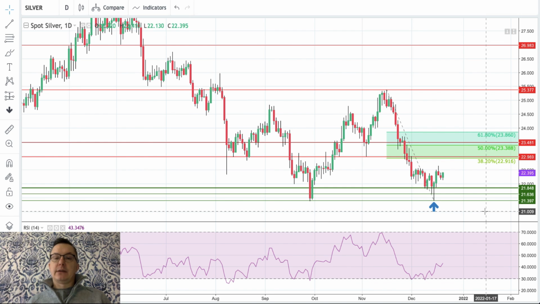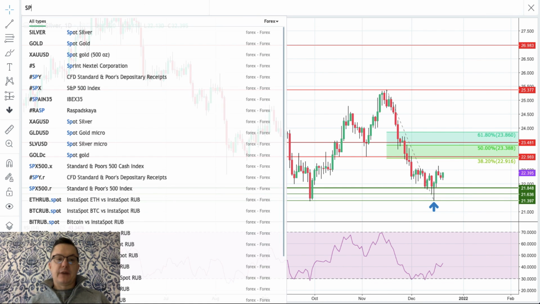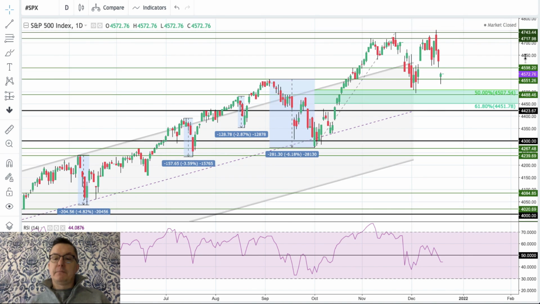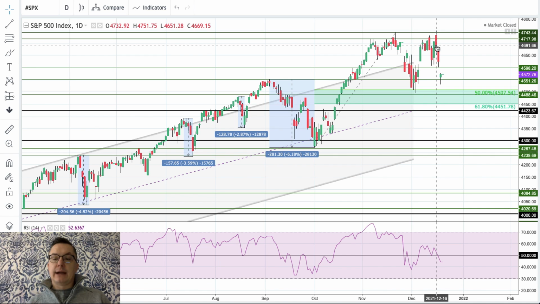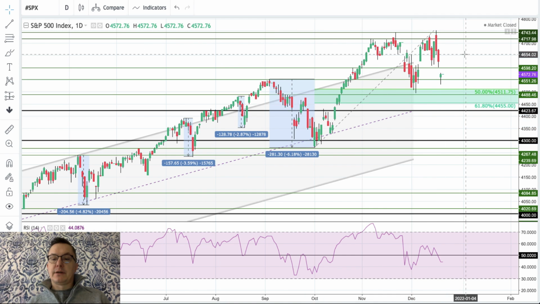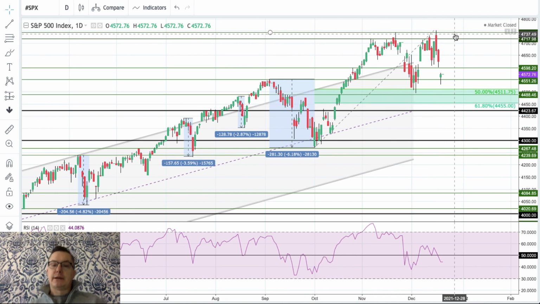Let's now take a look at our favorite market, of course, which is the S&P 500. The S&P 500 made an all-time high at the level of 4,551. So this is right now our level for the Fibonacci measurements. Since then it retraced 50% and bounced back up. This might be a pattern called double top.